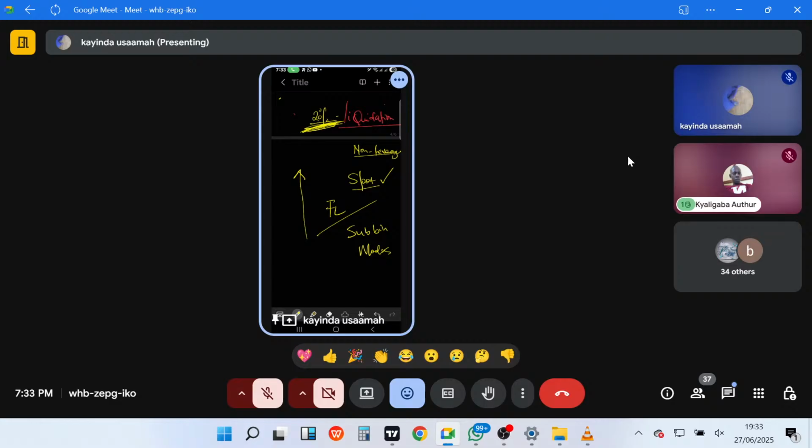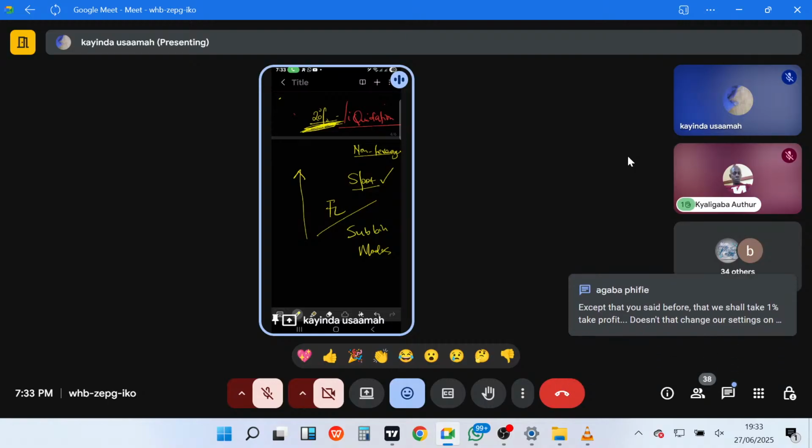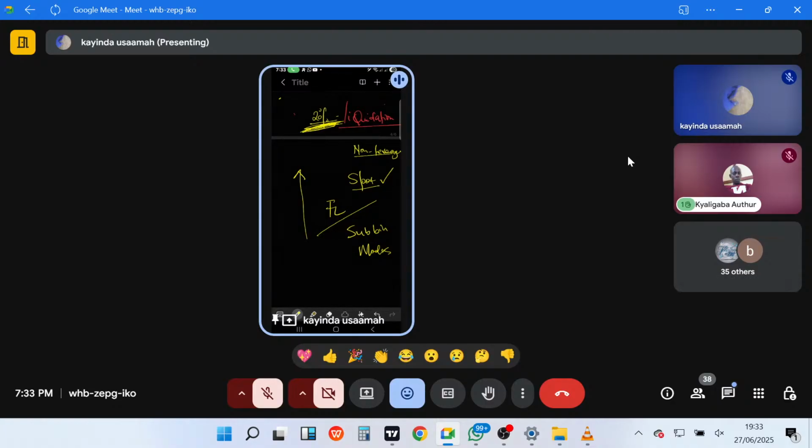How many of us are here and you are having a coin in floating loss? You are not in loss, but your coin started somewhere and it went down. Give me a thumbs up if you have it.